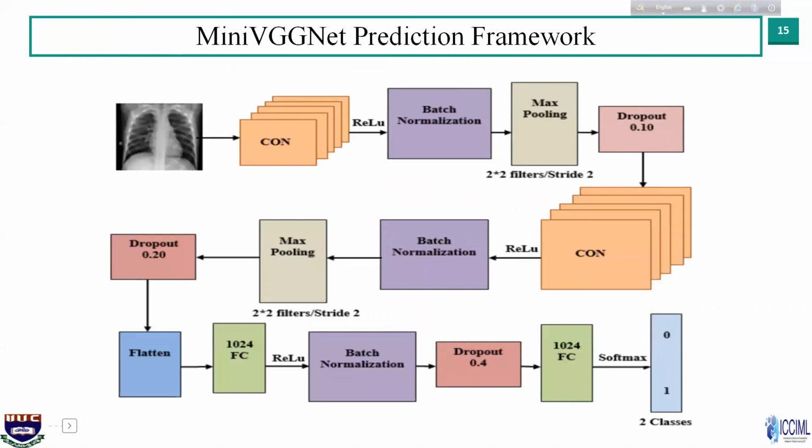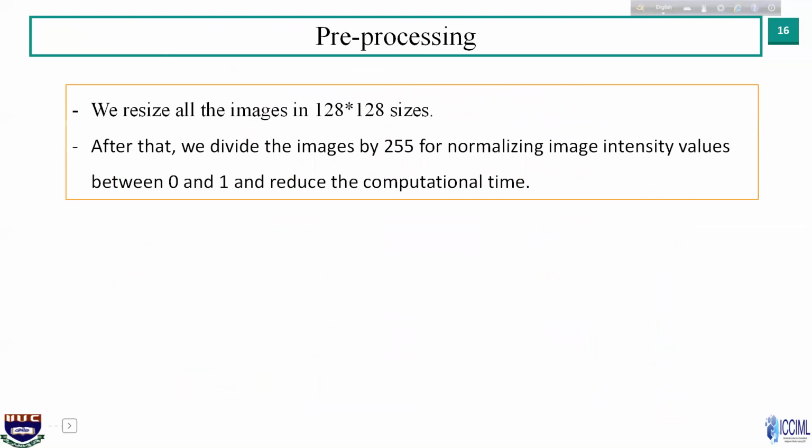Here we see the MiniViTNet prediction framework, where we finally get two classes, 0 and 1. 0 represents COVID and 1 represents normal or non-COVID CT images. Here is the preprocessing. We resize all the images to 128 by 128. After that, we divide the images by 255 for normalizing image intensity values between 0 and 1 and reduce the computational time.